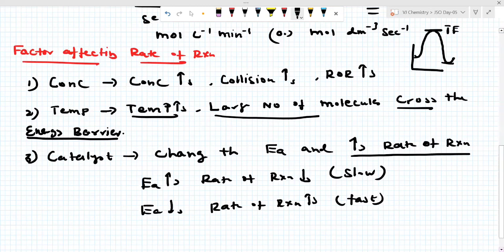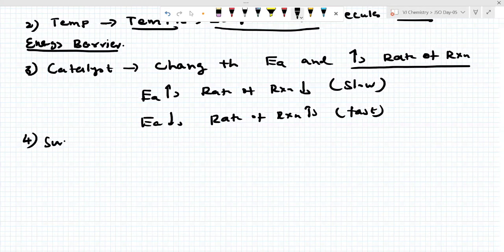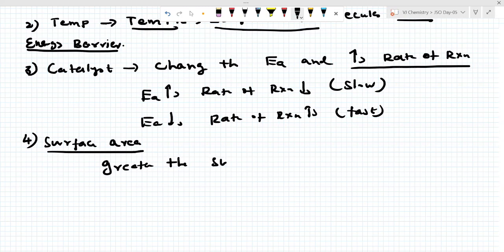Fourth, surface area. Please note. The greater the surface area, the faster the reaction. This is the factor affecting rate of reaction. This is a very important concept.